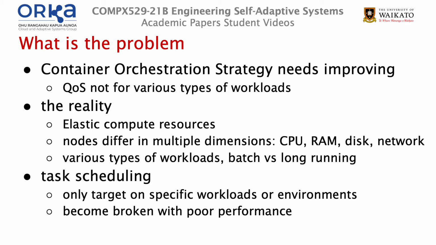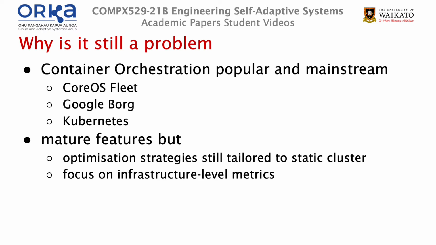And task scheduling only targets specific workloads or environments. It's become broken with poor performance over time as everything started changing from having homogeneous resources to heterogeneous resources. Why is this still a problem?